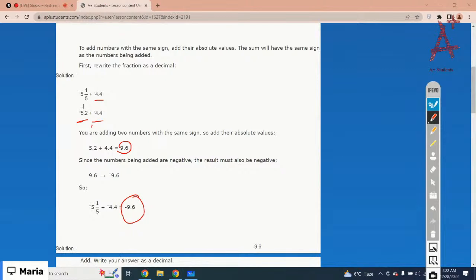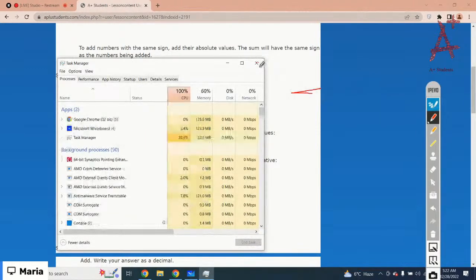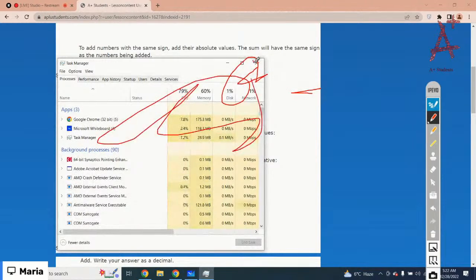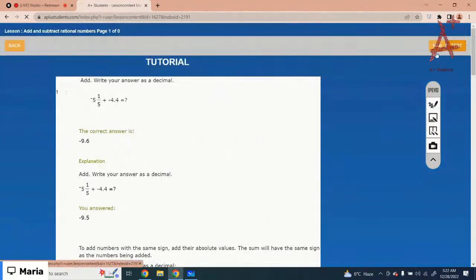Let's start with the test questions so that we can do. Wait, what happened? Okay, let's just start with the test questions.